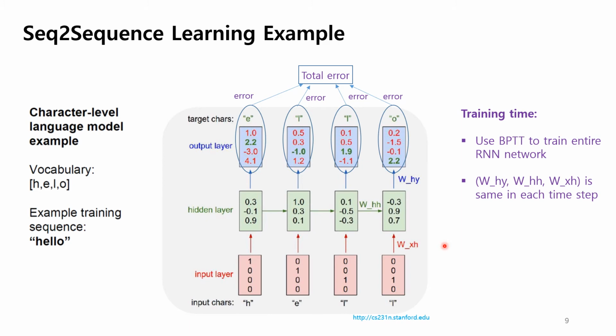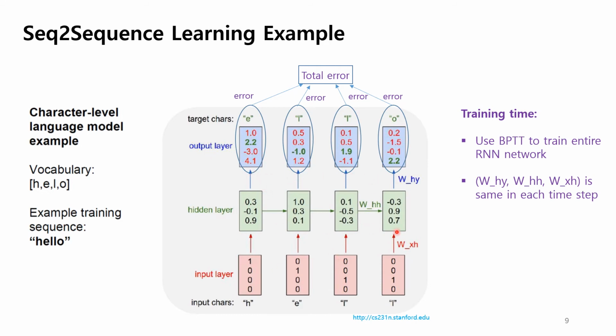The second thing you have to remember is, you use backpropagation, but these weights, the blue arrows, the green arrows, and the red arrows, should be the same.